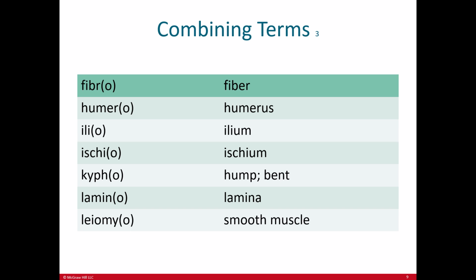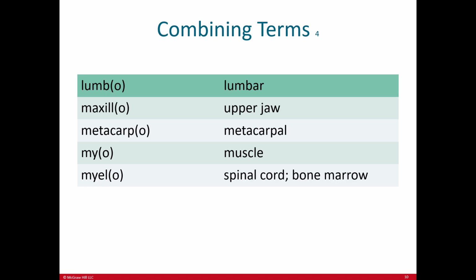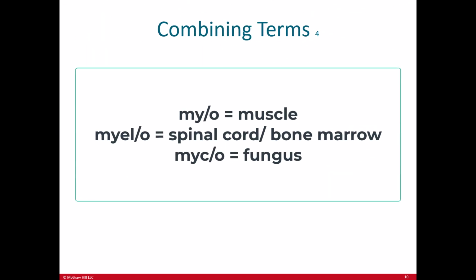Kypho means hump or bent. Lamino means lamina. Leiomyo, that is smooth muscle. Then we have lumbo, which means lumbar. Maxillo is your upper jaw, like your maxilla. Then we have metacarpo, which means metacarpals. Meta means beyond, so we're beyond those wrist bones, which we had for carpo. Then myo means muscle. And myel, spinal cord or bone marrow. There you go. Remember, I wanted you to remember these, the difference between myo, myelo, and last chapter's myco. So make sure you are clear on the differences.